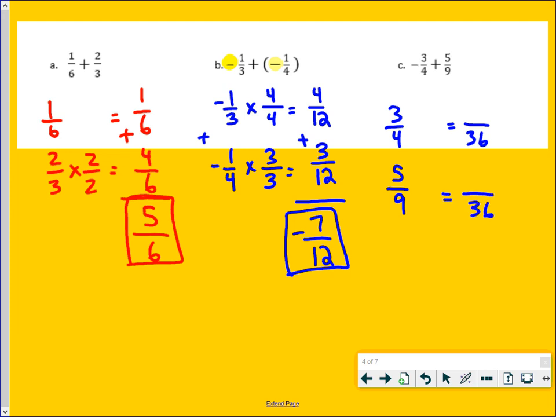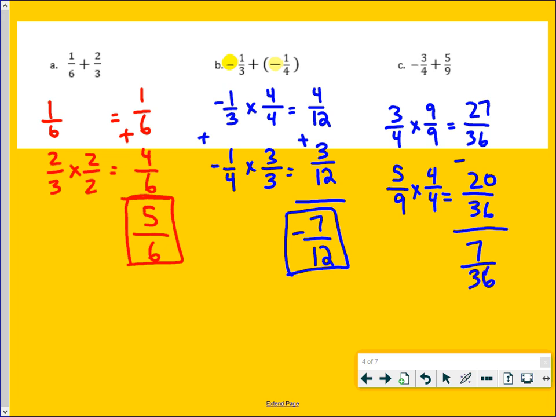So in the first one, I'm going to multiply by 9 over 9. The second one, I'm going to multiply by 4 over 4. So I have 27 over 36, and I have 20 over 36. We're going to subtract these because they have different signs. So it's going to be 27 minus 20.